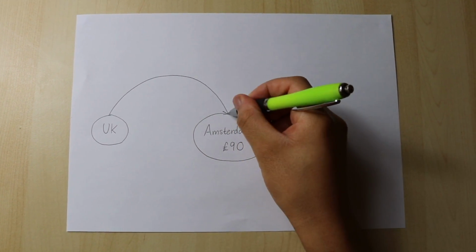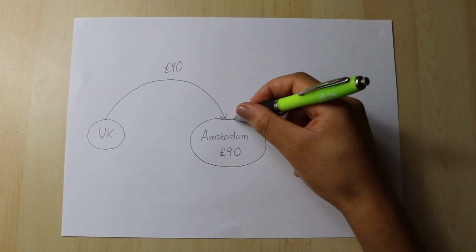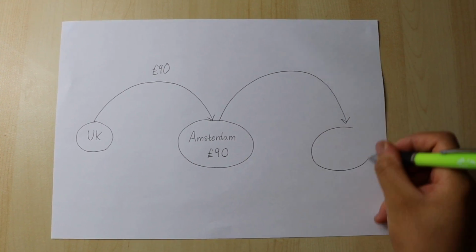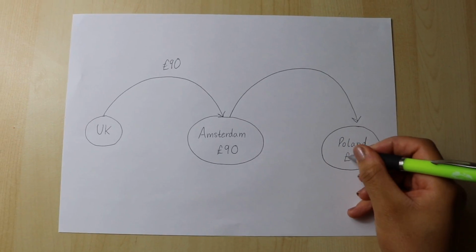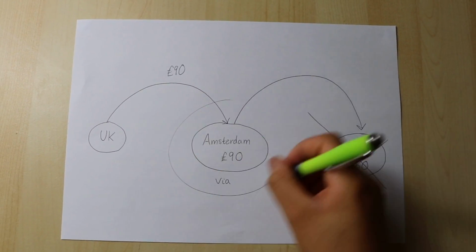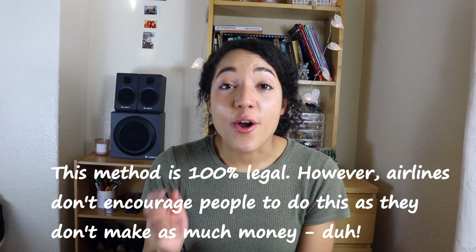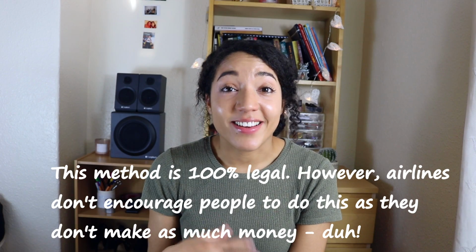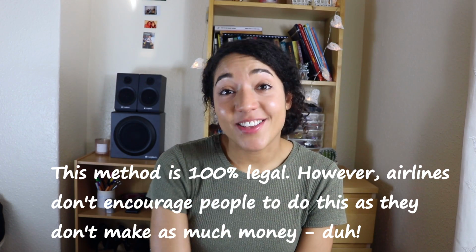Okay, so my favourite tip is called hidden city ticketing. Say for example you want to go from the UK to Amsterdam, but the price is £90. But then you see that the same ticket from the UK to Poland is £60, but it goes via Amsterdam. You can then get off at Amsterdam and pay the price of the Poland ticket, but just not complete your journey. By not completing your journey, you're only paying a fraction of the price and you're getting a cheaper ticket. And you're still getting to the place you want to go.